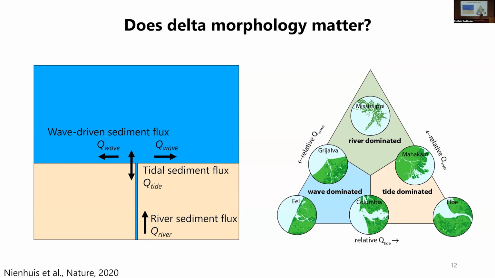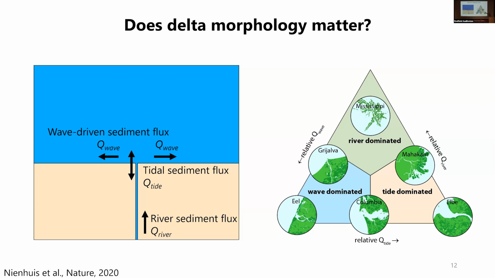Then once you get to the mouth, you get a tidal sediment flux that moves sediment in and out of the river mouth every tidal cycle. And then along the coast, you have a wave-driven sediment flux. Waves can pick up the sediment, move it along the coast, and also change delta morphology. When waves dominate, you get delta patterns like the Eel here, with very smooth and flat coastline shapes, because all the fluvial sediment that's being delivered is immediately picked up by waves and moved along the coast and also further offshore.